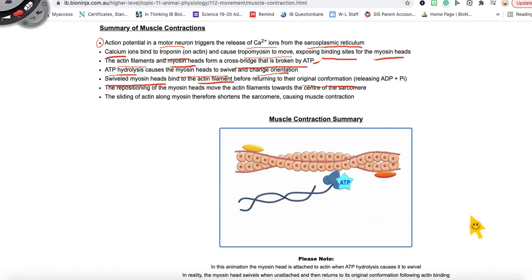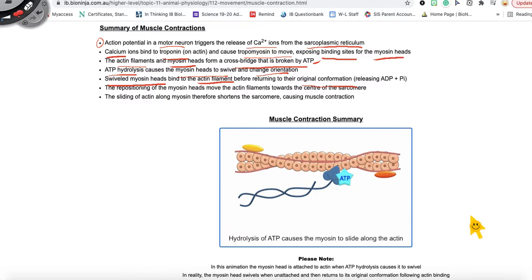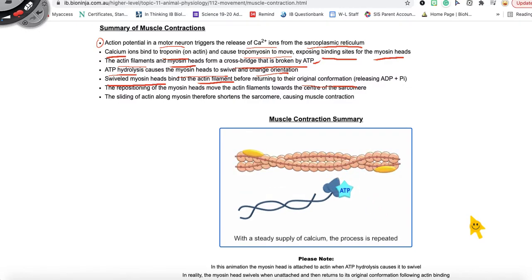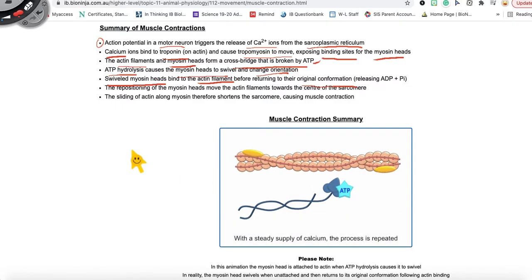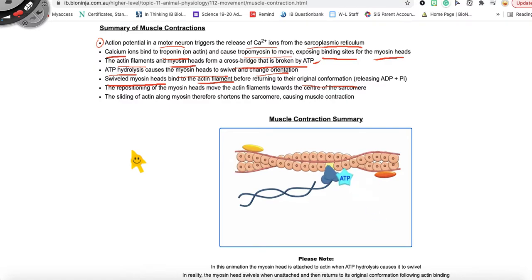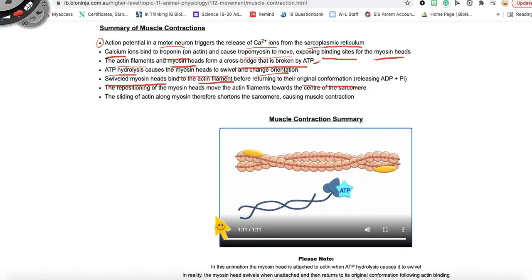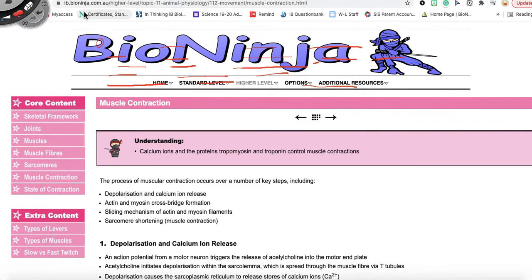I'll let you watch that in its entirety. And of course it happens very quickly, very fast process. But it's a repetitive movement. Okay, so that is it for muscle contraction.